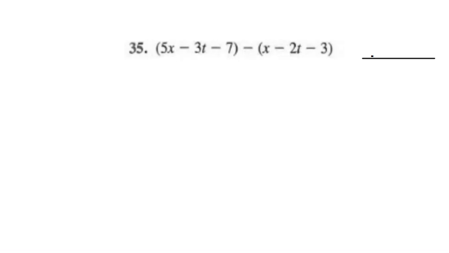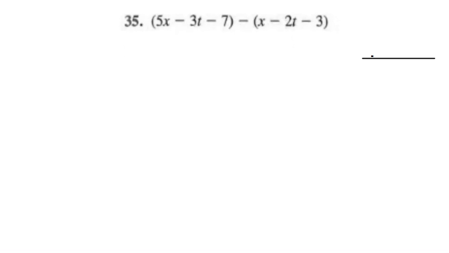All right, so let's take a look at problem number 35. So we have the trinomial 5x minus 3t minus 7. And we have the trinomial that we're going to take away from that, x minus 2t minus 3. All right, so how do you want to do that? How do you want to start? Any takers on this one? Me, Abby. Okay, Abby, I can see you. I turned my computer around.